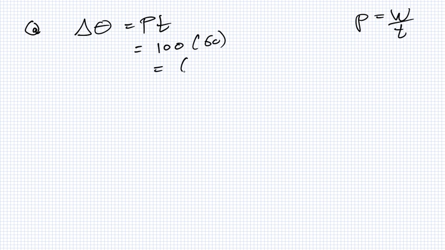how much heat has been added? So that's power multiplied by time, because power is work over time. So work is power by time. The power is 100 and the time is 60, so that is 6,000 joules. So B, what is the mass of the copper and of the air in the box?